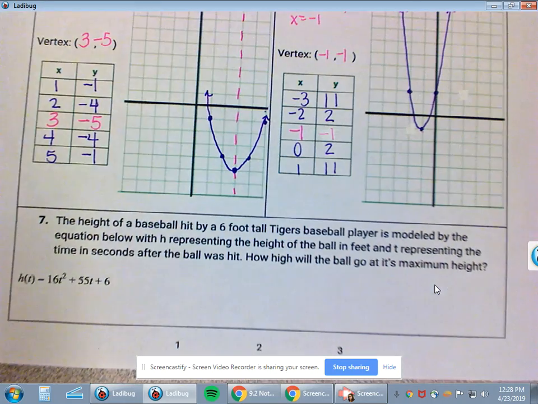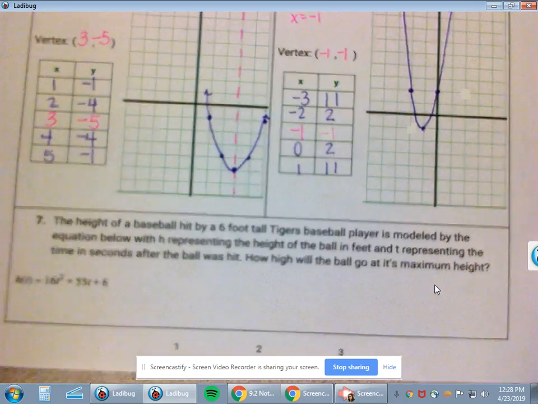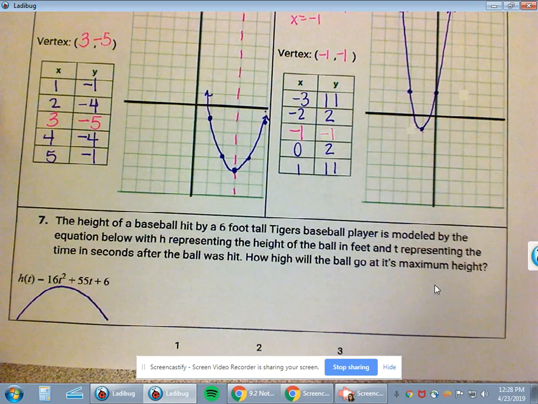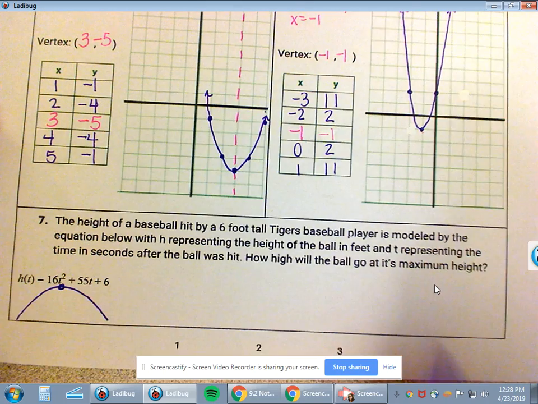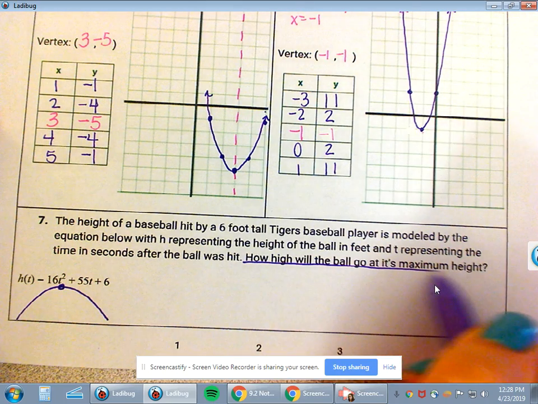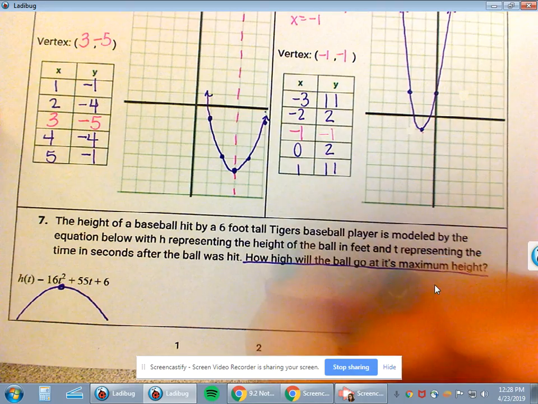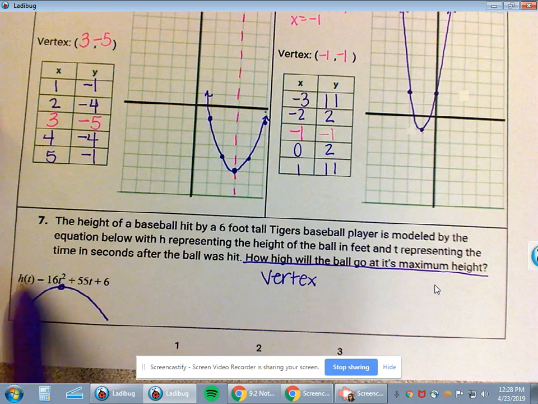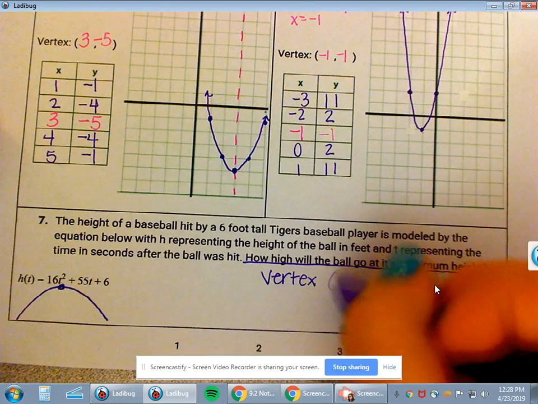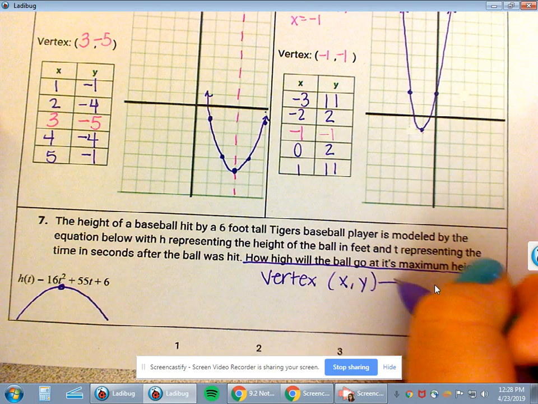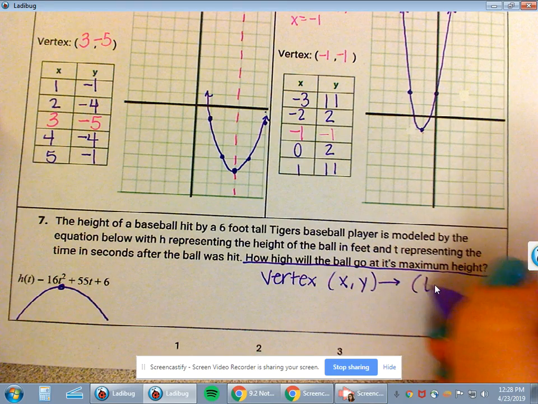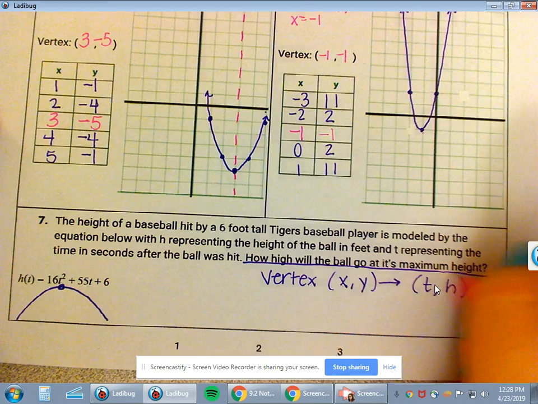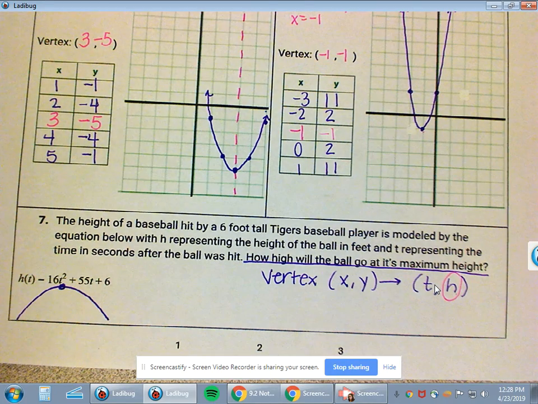So let's first think reasonably. If we were to hit a baseball, it would be going like this. And we want to know how high the ball would go. So basically what it's asking for, when it says how high will the ball go, it wants to know the vertex. And notice with these vertexes it's H's and T's, not X's and Y's. Usually the vertex is (x, y), but we have vertexes that are (t, h), and H represents the height. So really what they want is the y coordinate of our vertex.